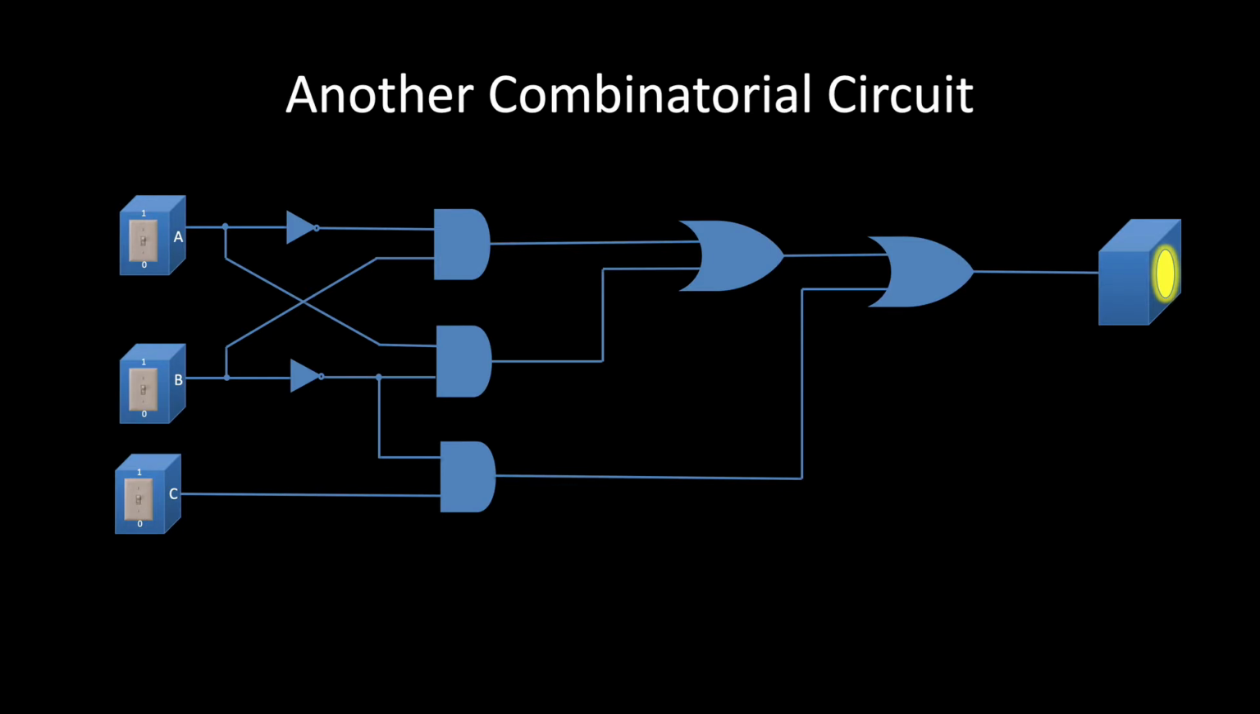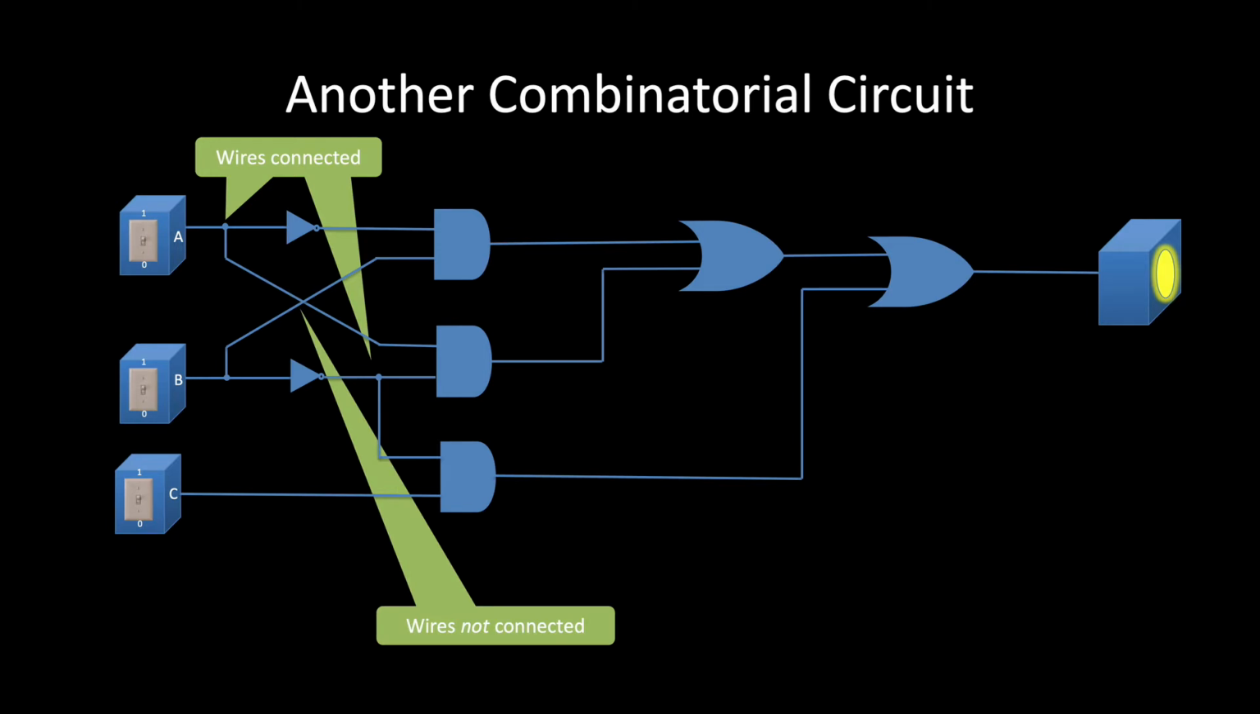This time, notice that there are some dots in the diagram. These dots show where there's a physical connection between wires. In contrast, if you see two wires crossing without a dot, that means that those wires aren't connecting and they're just passing by over or under. Once again, I suggest you pause the video and try to fill out the truth table.